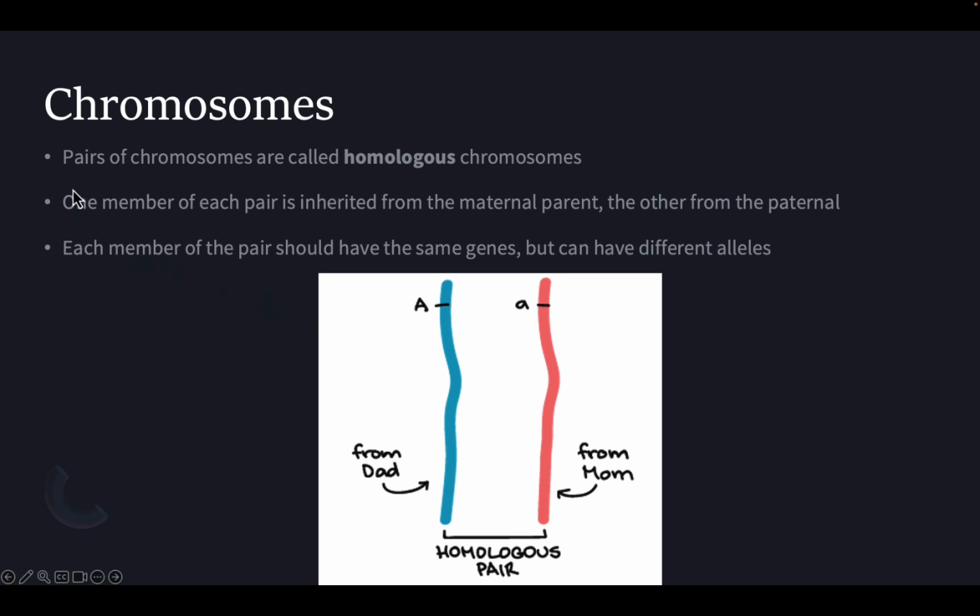Now, each member of the pair should have the same genes, but can have different alleles. What they're showing you in this cartoon, here's the paternal copy of the chromosome. Here's the maternal copy of the chromosome. Both chromosomes have gene A. They both have gene A in the same location, but the paternal copy has the big A allele. The maternal copy has the little a allele. So it's gene A, but you can get different versions.